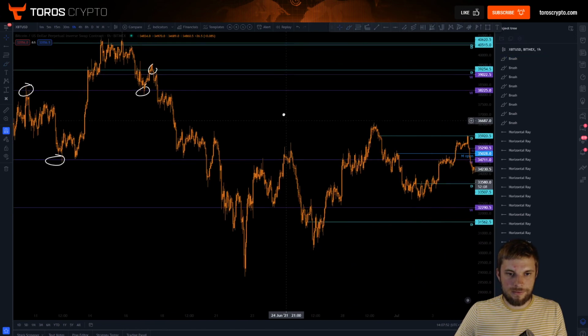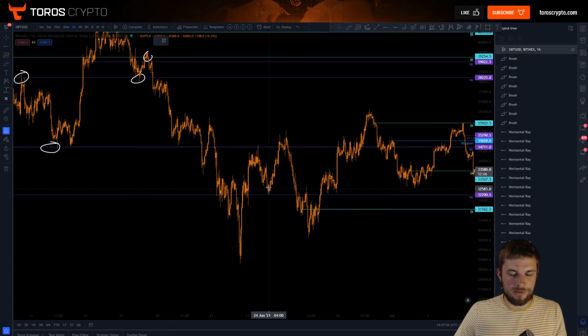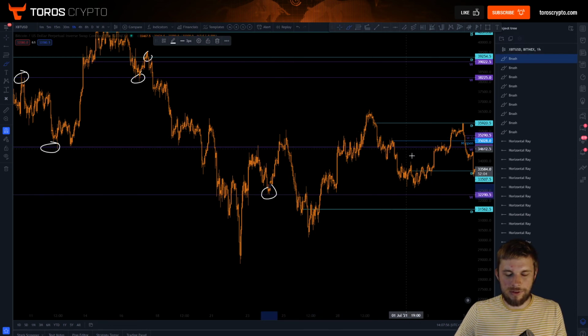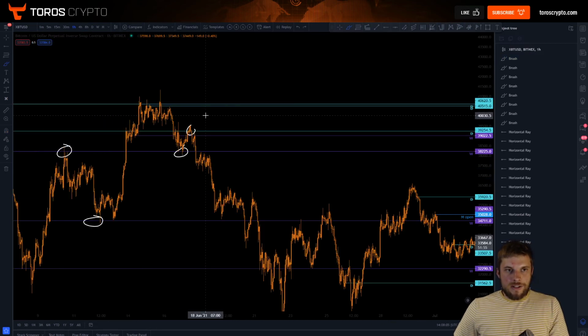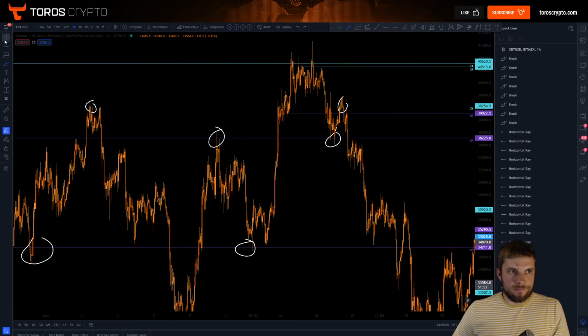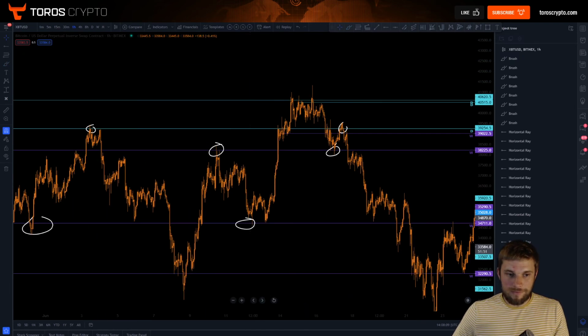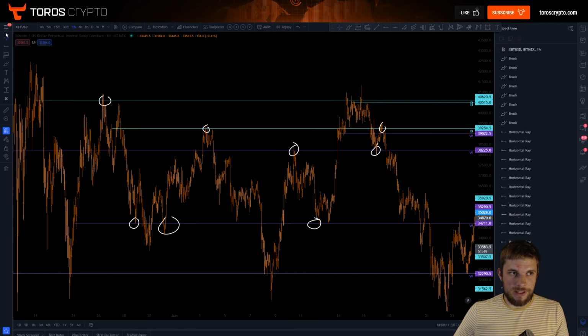And yeah, you start to build up this picture of all the times that they act as support and resistance, not only on the way up, but also on the way down. Okay, so yeah, I think hopefully that makes sense to everyone here.